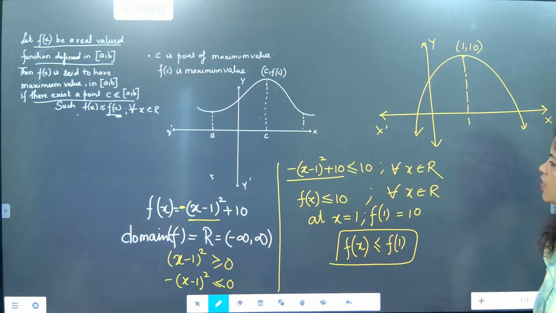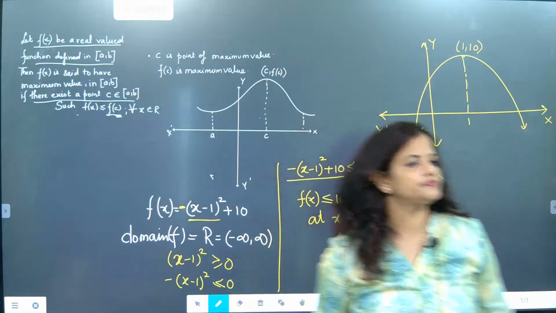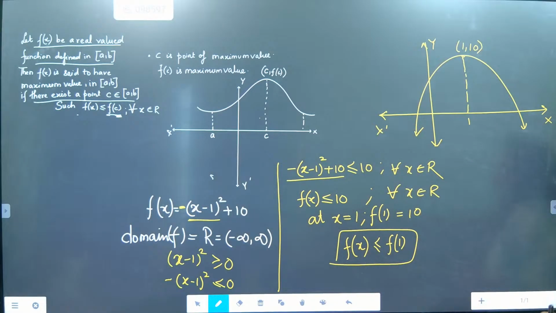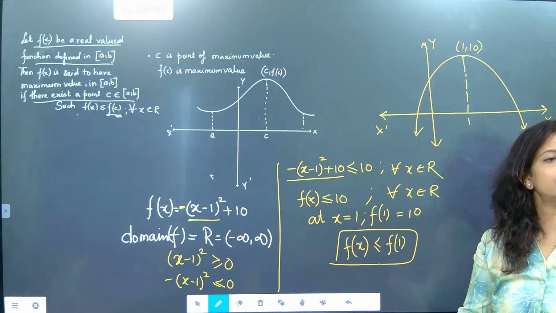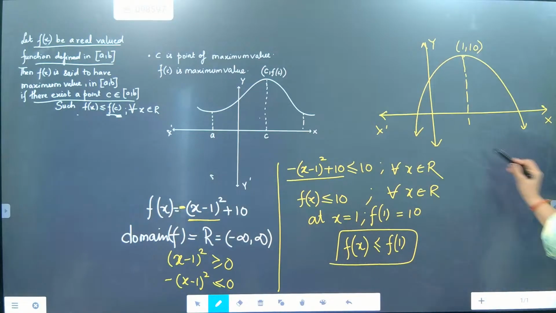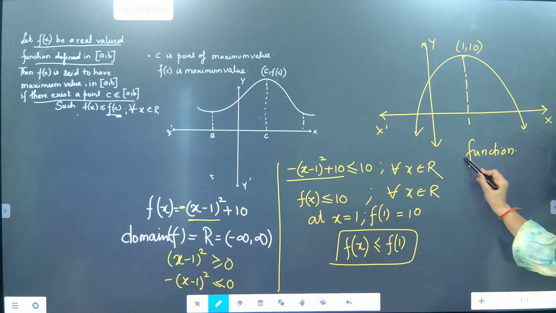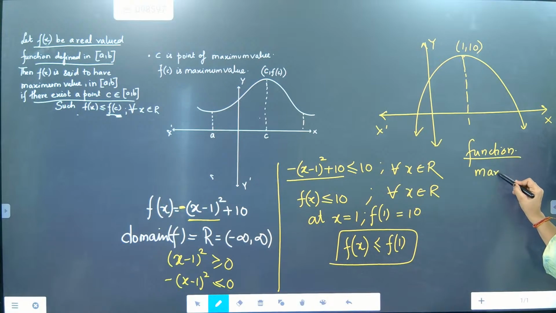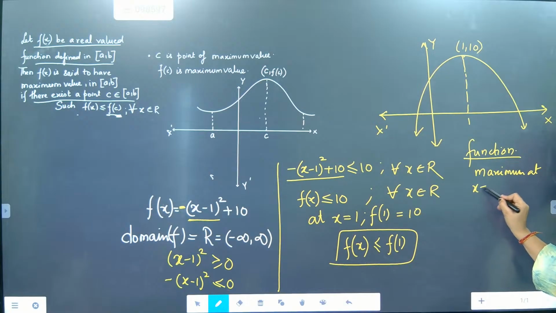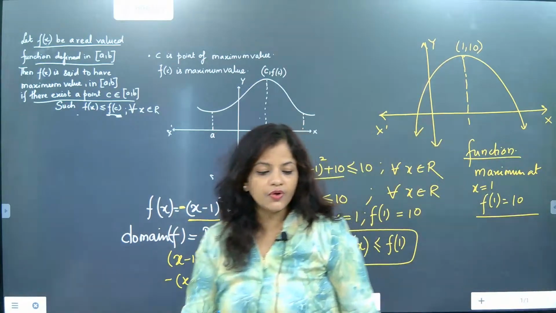So that means the function is going to attain its maximum at x equal to 1. And at 1, what is the maximum value it is attaining? 10. So the function will attain its maximum value at x equal to 1, and at x equal to 1, the maximum value is 10. Note down. So did you understand here?